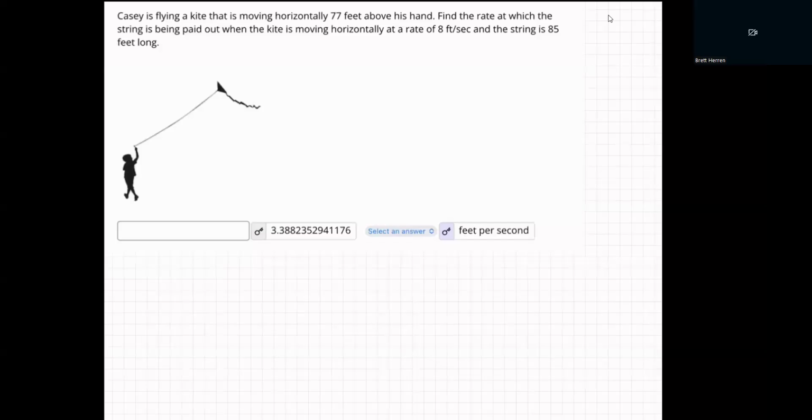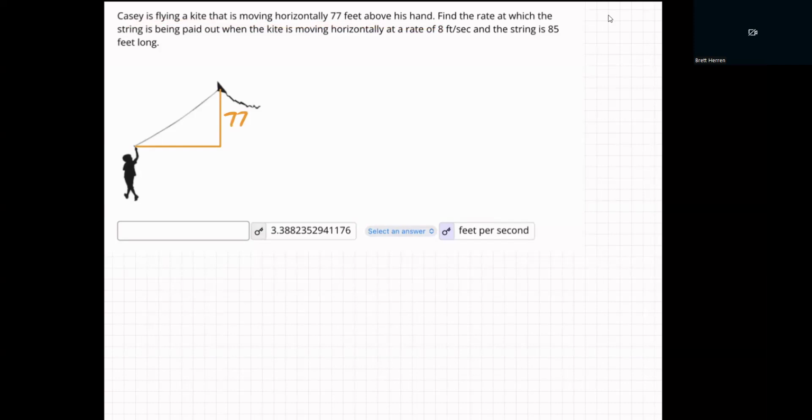Okay, in this example, Casey's flying a kite that is moving horizontally 77 feet above his head. The first thing to realize, one of the tricks on this problem, is that we've got a little triangle going on here. Let me draw this. All right, a little triangle here. This is 77 feet above his head, right?